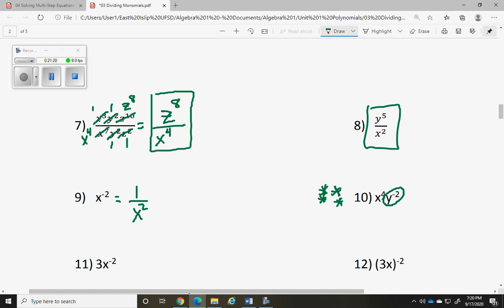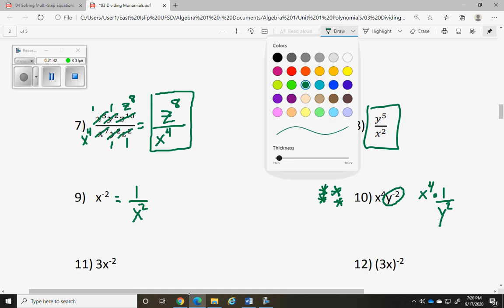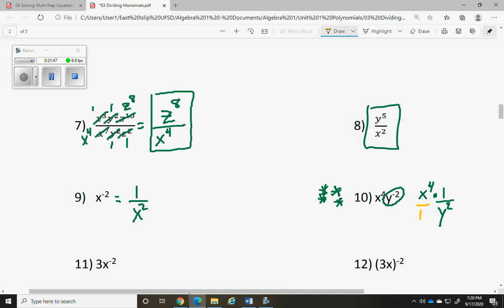So this x to the 4th, that's a positive exponent. There's nothing wrong with it. But this y to the -2nd power has to be rewritten as the reciprocal of the positive exponent. So now it looks like I have x to the 4th times 1 over y to the 2nd. I could put a 1 in the denominator here to make it look like a fraction times a fraction.